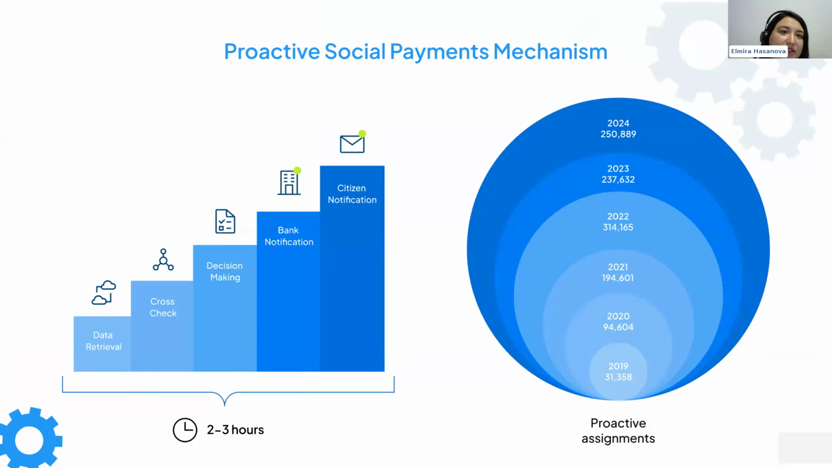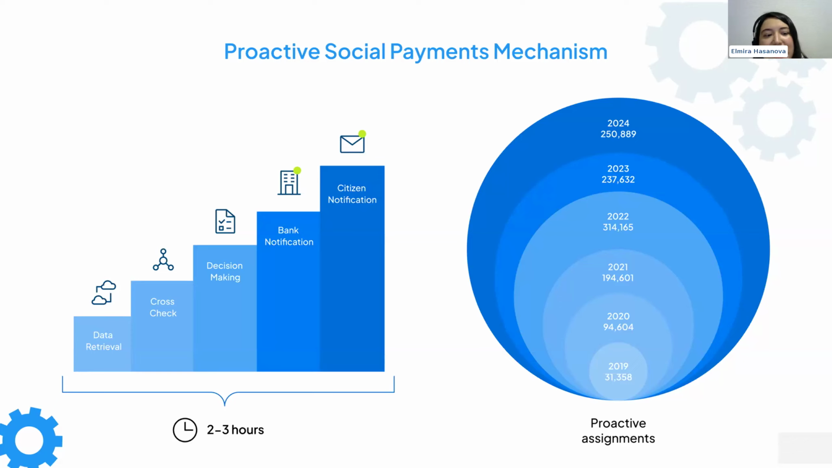In this slide, I'll give brief information about the proactive social payments mechanism. So what does it stand for? The proactive social payments mechanism is a mechanism which proactively identifies, recognizes, and fulfills the citizens' rights without their explicit requests. It means that the process is fully automated and there's no human intervention in this process.